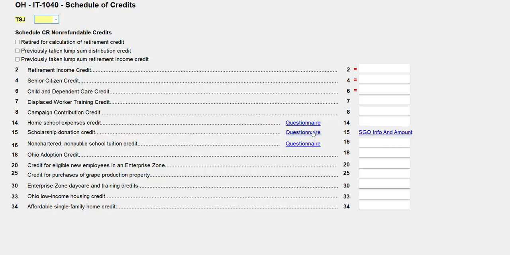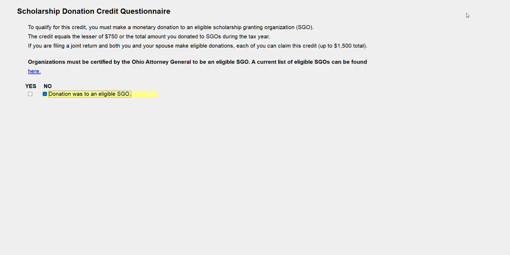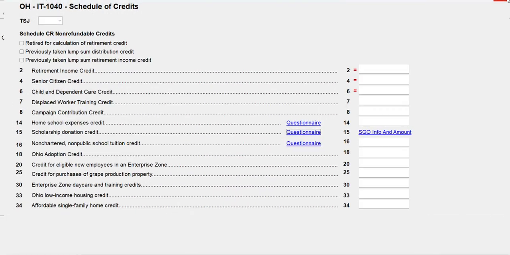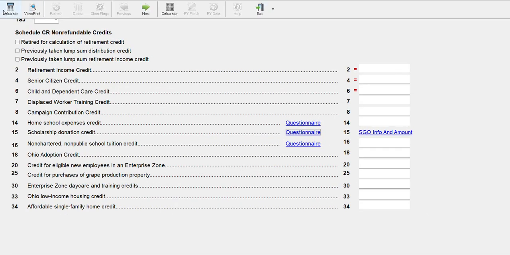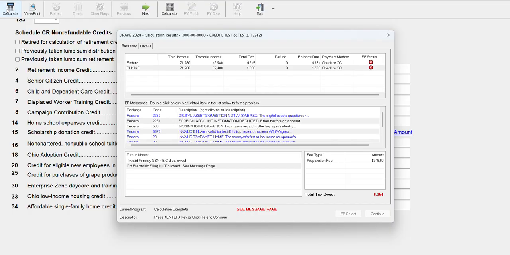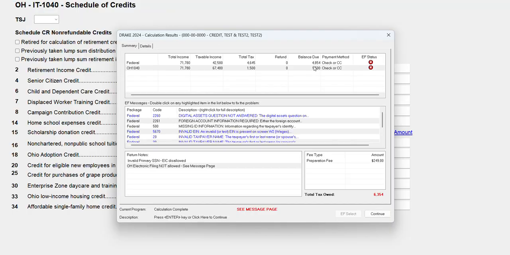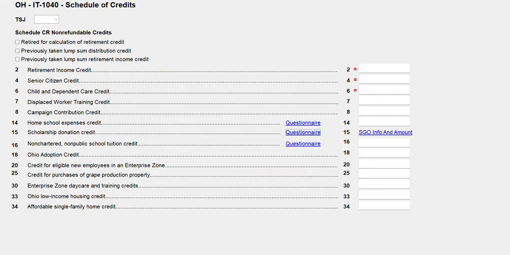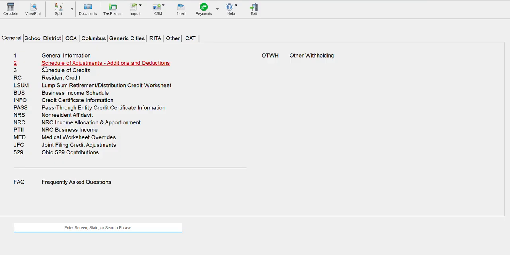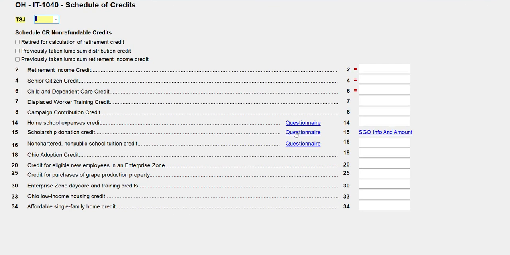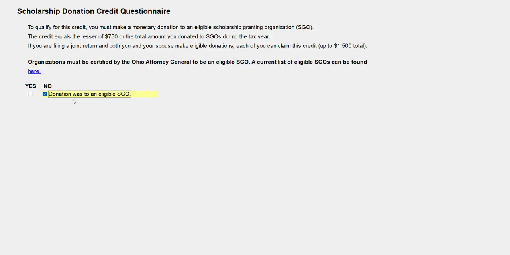So we go to the credit to see how much he owes. We calculate. There is a balance due of $1,500. If we go to Ohio, schedule of credit, there is a questionnaire. You want to make sure it's an eligible SGO organization. So yes.